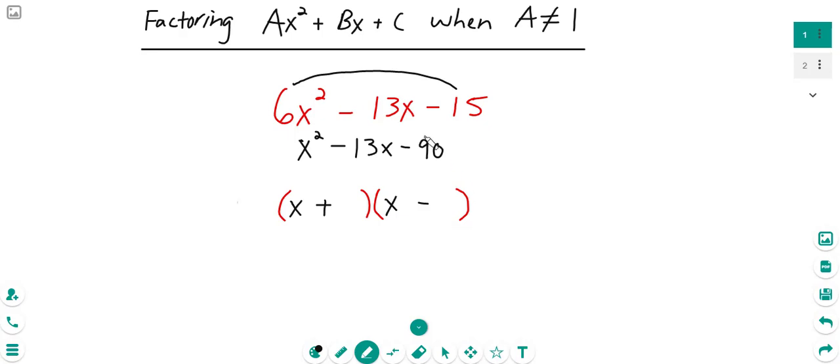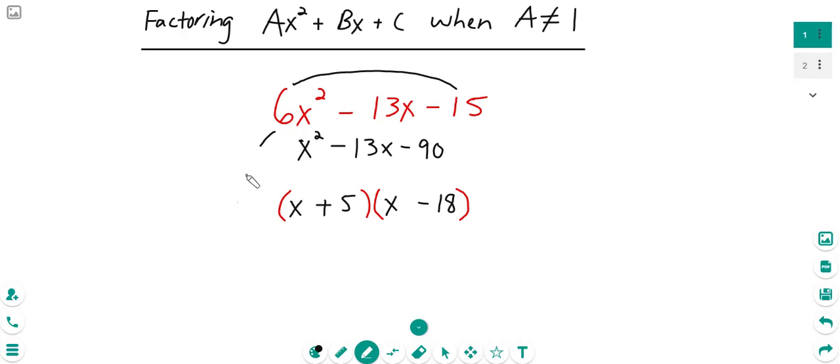Now I need two numbers that multiply to get me a negative 90, and they add to get me a negative 13. In my other video, I'll show you a quick way to use your calculator to find these two numbers. As of right now, I'm just going to display my intelligence level and just say, okay, negative 90, that's going to be a negative 18 and a positive 5. Negative 18 times positive 5 gives me negative 90. Negative 18 plus 5 gives me a negative 13. I'm joking about that intelligence level, by the way.